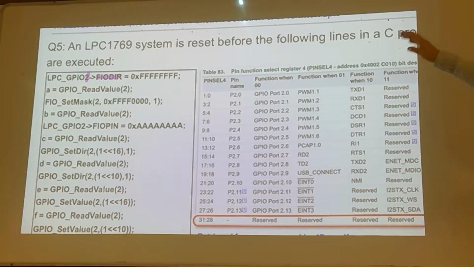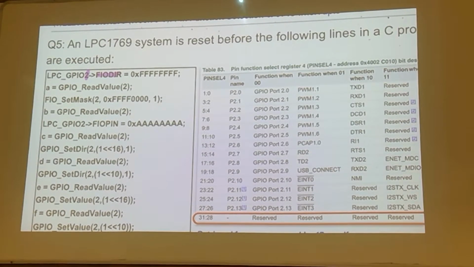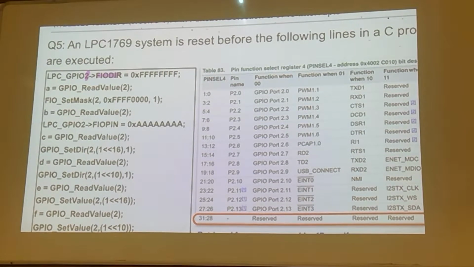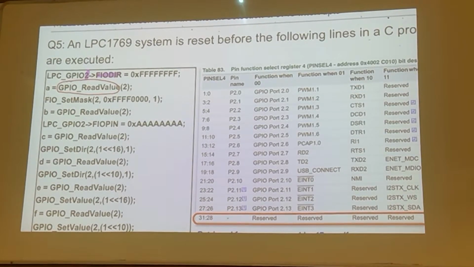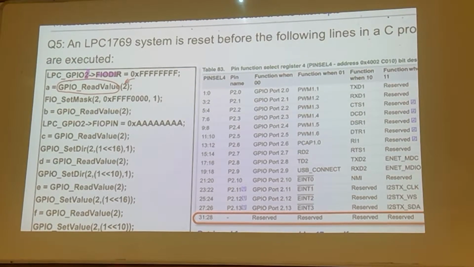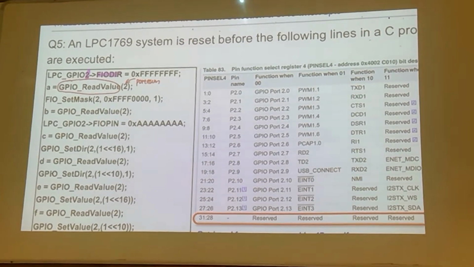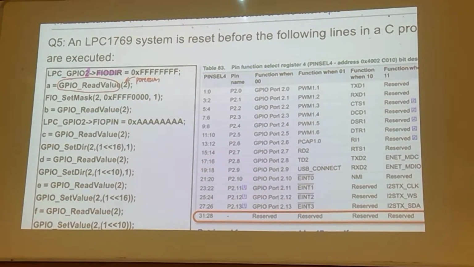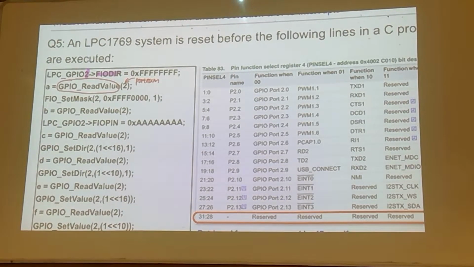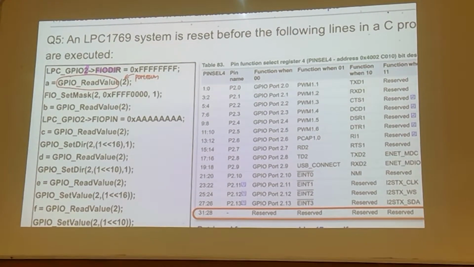I'm setting my entire port 2 to be output. Okay? And then A equals GPIO read value 2. So this is a function again given by the library. Okay? It requires only one parameter, which is the port number. And it will return you the entire port, whatever is received from this entire port.